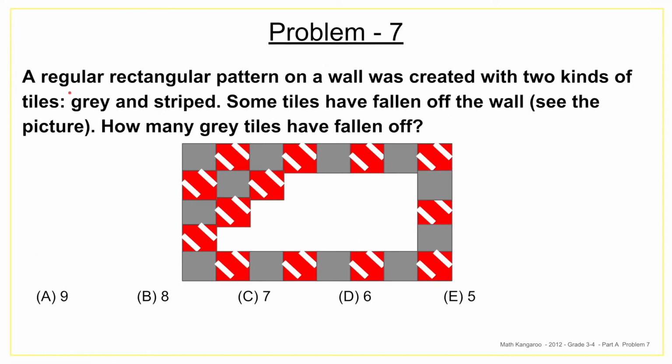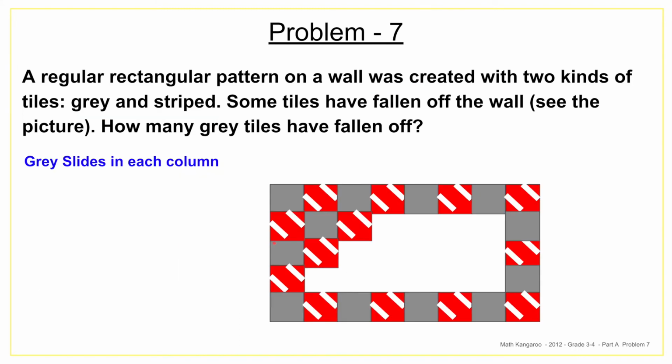Problem 7. A regular rectangular pattern on a wall was created with 2 kinds of tiles, gray and striped. Some tiles have fallen off the wall. See the picture. How many gray tiles have fallen off? Let's look at each column and observe how many gray tiles are supposed to be there.